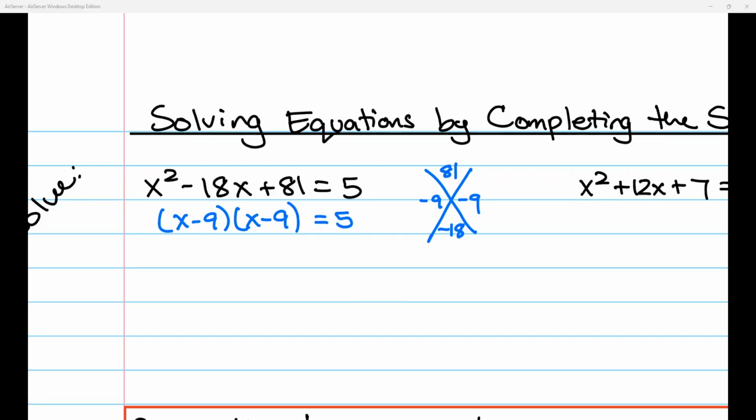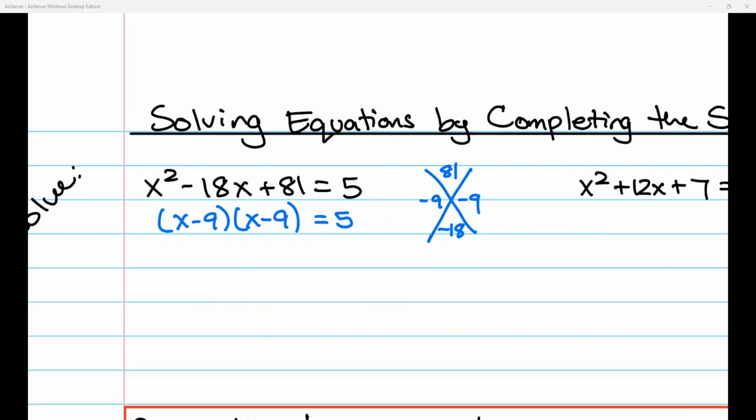Now, I know in the past you've set each one of these equal to 0. So what would make this equal to 0? It would be x equal to 9. But this is not going to work for this type of problem. If x did equal 9, then 9 minus 9 is equal to 0, and 0 times all of this is equal to 0, but I don't want it to equal 0. I want it to equal 5. So because this equation is equal to 5 and not equal to 0, we're not trying to set each one of these equal to 0.